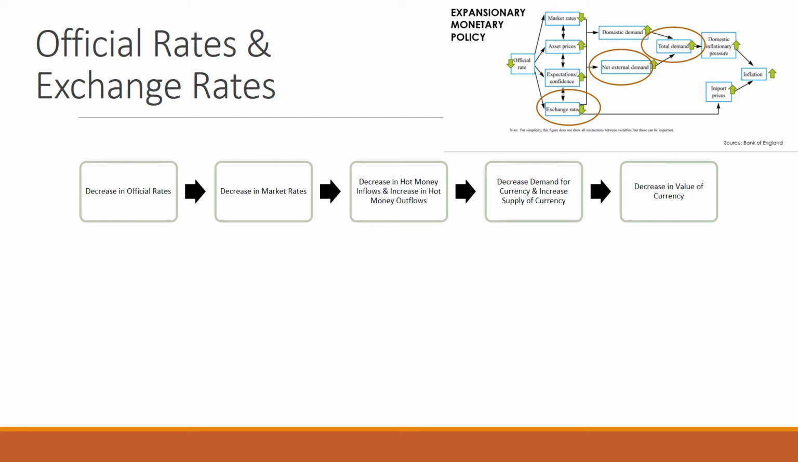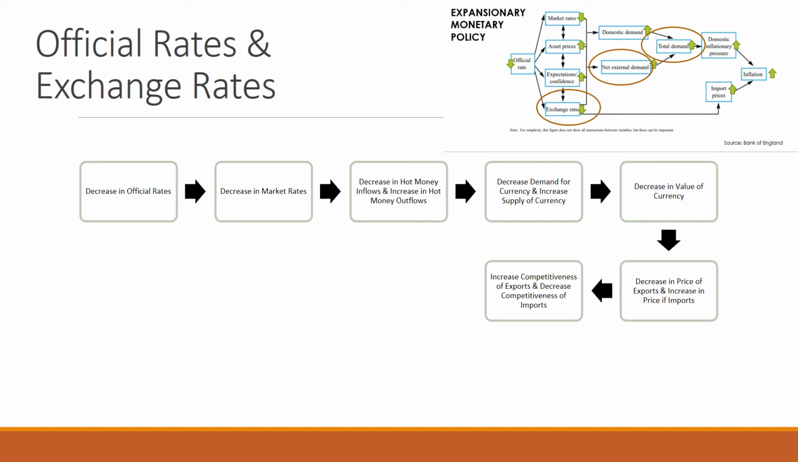When there is a decrease in the value of a currency such as the British pound sterling, this will lead to a decrease in the price of British exports and an increase in the price of foreign imports. In other words, British goods will become more price competitive in the international market, and foreign goods will become less price competitive in the UK. When this happens, the demand for British exports should increase, and the demand for imports into the UK should decrease.